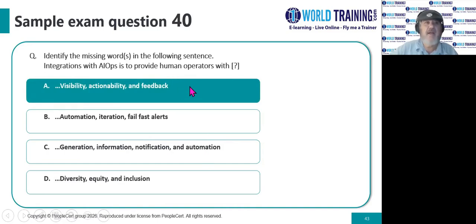They chose A. Okay, that was a little bit of a toss-up, so okay, I can say A, but not really sure why C isn't almost as good or as good. Generation. Maybe the word generation is not really something that is provided by AIOps to a human operator. So I guess, yeah, probably A is a better answer.